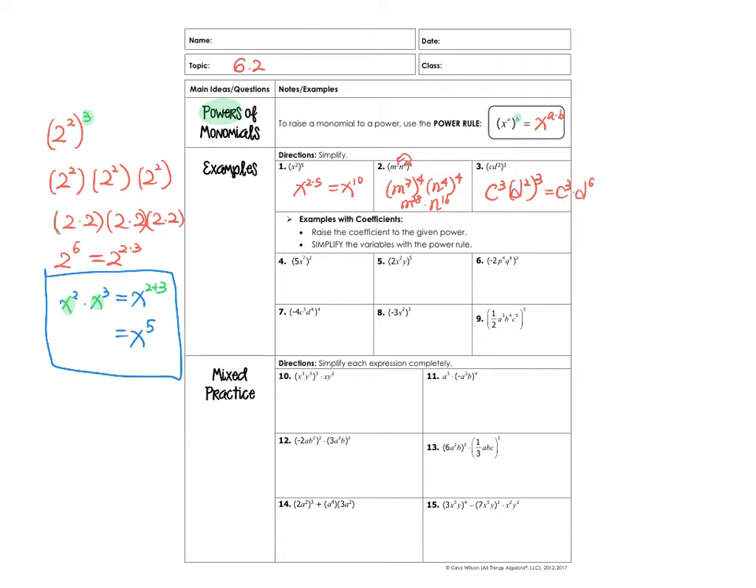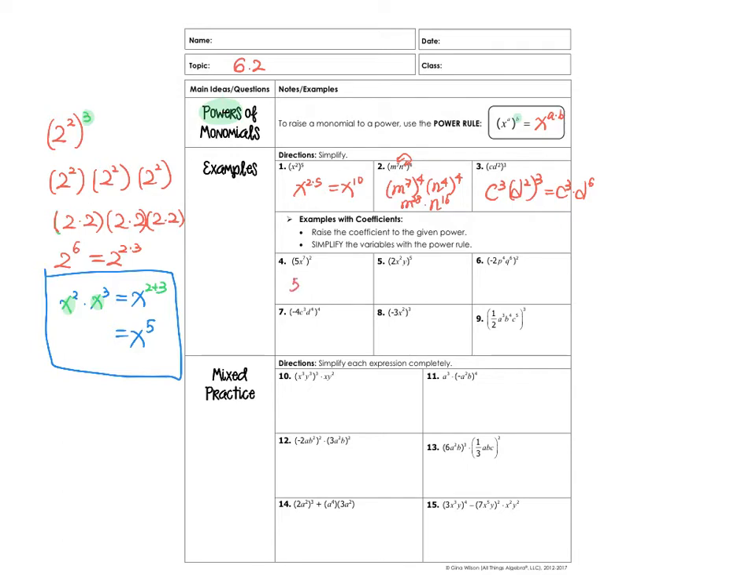Okay? Same thing with coefficients. You raise the coefficient to the power, just like how we treat different variables. That outside power needs to be distributed to each variable, each term, and each coefficient. And then you simplify the variable.